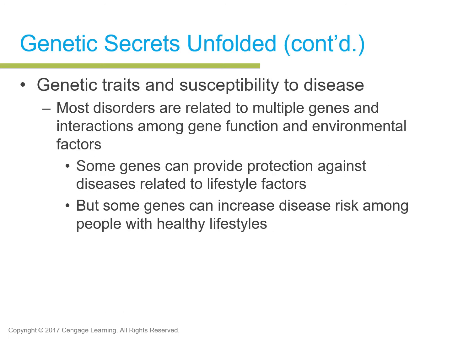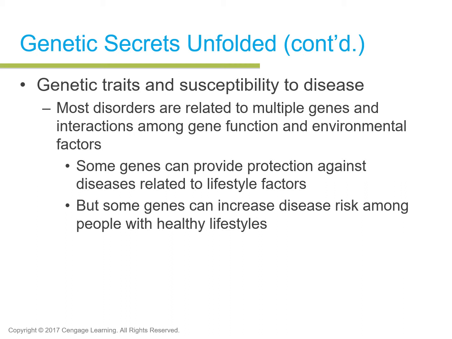Genetic traits and susceptibility to disease. The genes individuals inherit at birth from their mother and father do affect disease susceptibility. Some genes can provide protection. Some can be good against certain diseases related to lifestyle factors, but some can actually increase your risk among people with healthy lifestyles. Even in addition to that, our genetic sequencing also accounts for what race we are, and certain race groups and ethnic groups are also more susceptible to certain diseases.